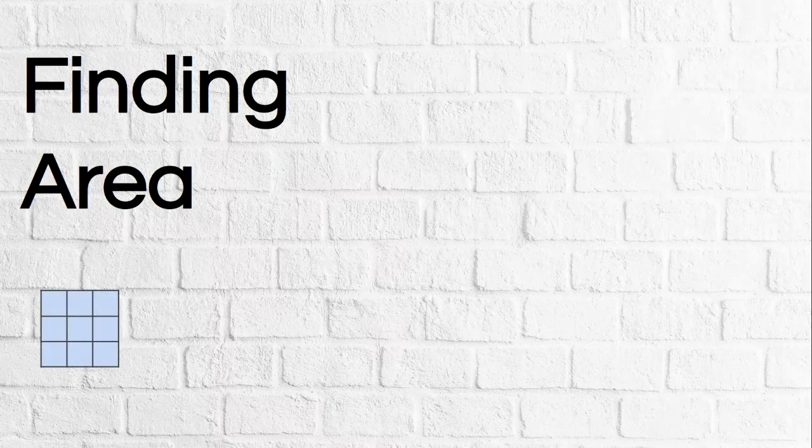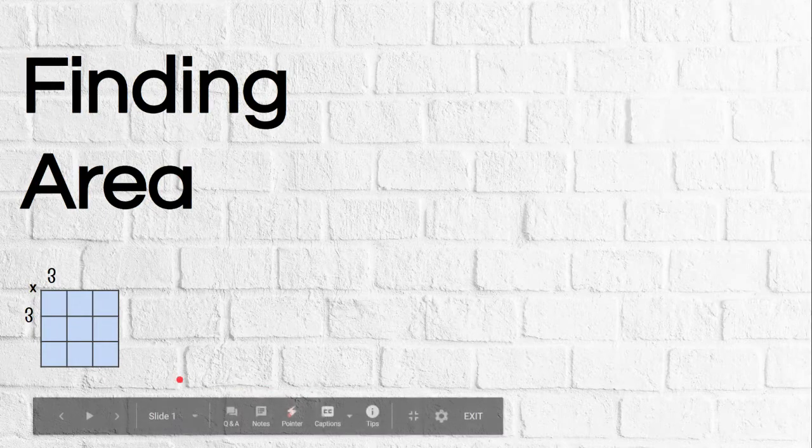Right here we have a square or a rectangle. This square has a length of 3 and a width of 3. If it has a length of 3 and a width of 3, I know 3 times 3 is 9. So this figure has an area of 9.